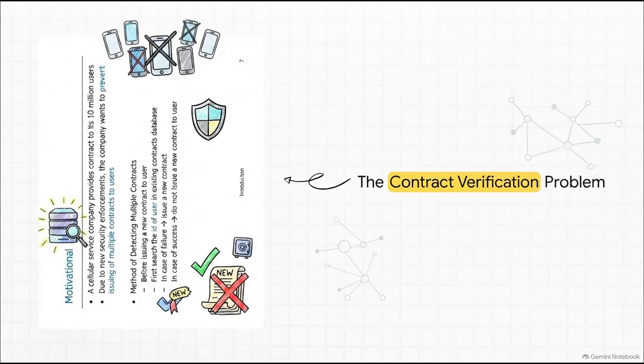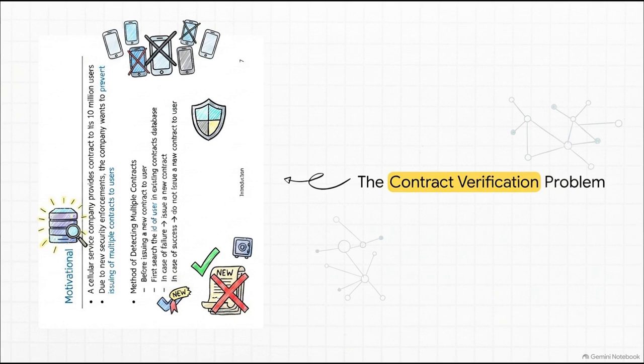Now, this company issues cellular contracts, but because of some strict new security rules, they absolutely cannot issue multiple contracts to the exact same user. So they have a rigorous method for detecting duplicates. Before issuing a contract, they have to search the user's ID in their existing database. If it fails, meaning the system cannot find the ID, they go ahead and safely issue the new contract. But if it succeeds, meaning that ID is already lurking in the system somewhere, they immediately reject the application to prevent a duplicate.